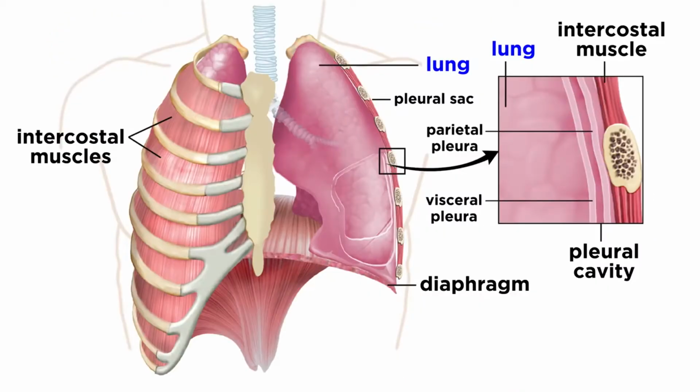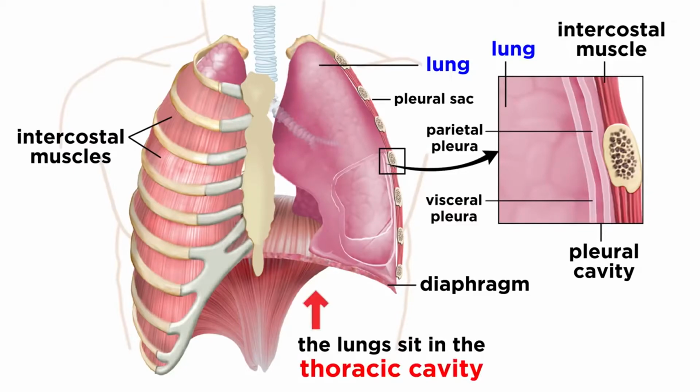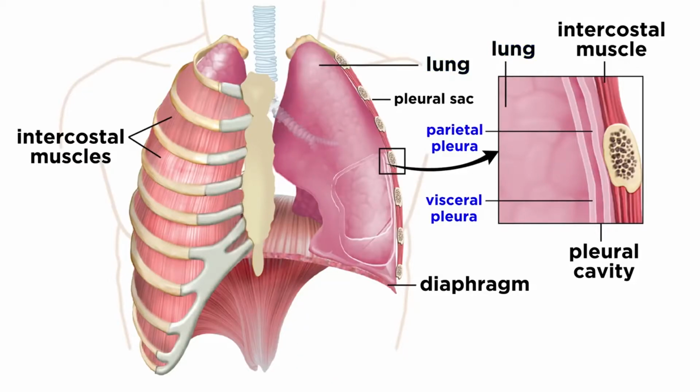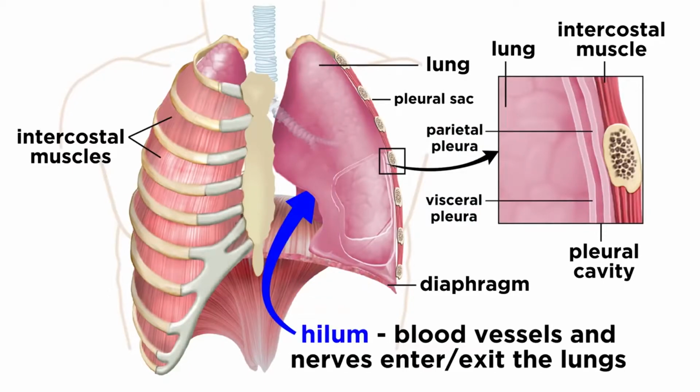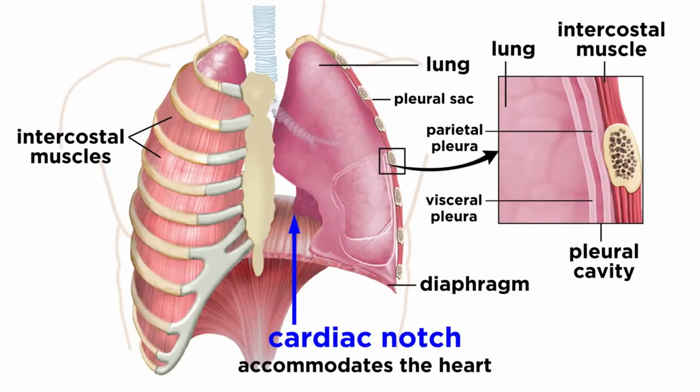Now let's discuss the lungs, which house all of this internal structure. These cone-shaped organs occupy almost all of the thoracic cavity, and they are surrounded by the visceral pleura and parietal pleura, while lying in close contact with the ribs from the apex down to the base. The hilum is where blood vessels and nerves enter and leave the lungs, and the cardiac notch is a small cavity in the left lung that accommodates the heart.